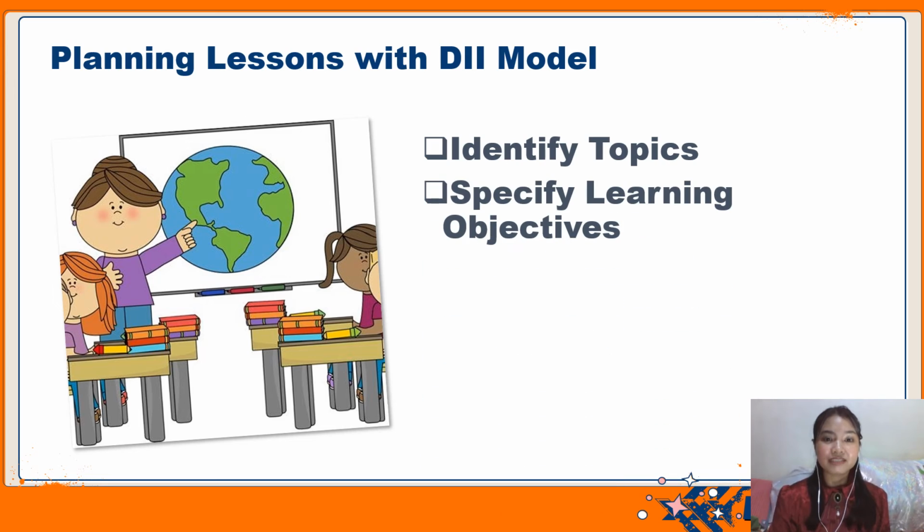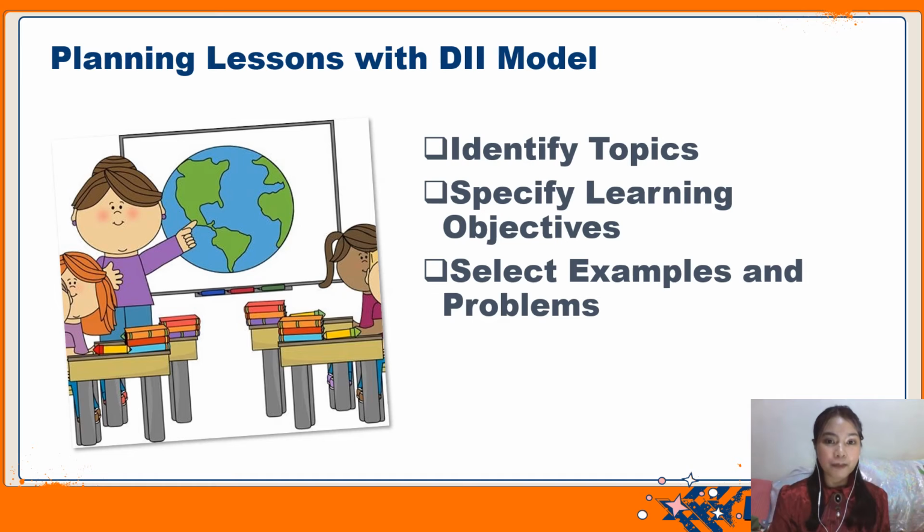What to do next is specify learning objectives. Of course, this includes automaticity, meaning the ability to perform a skill essentially without thinking about it. Also, transfer. It means applying knowledge acquired in one context to a new context. Finally, select examples and problems. The problems are unlimited. Also, consider providing examples with wide variety.